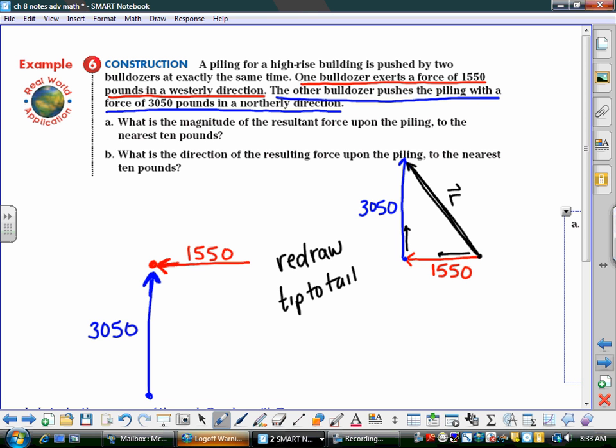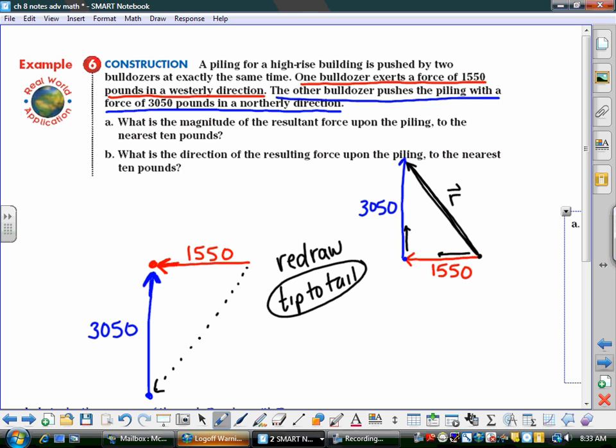In this picture, if I put this in, that's not the result. The result isn't going to go northeast. It's also not going to go that way, southwest. Neither of those make sense. The only way that makes sense is if you look at the picture redrawn tip to tail.